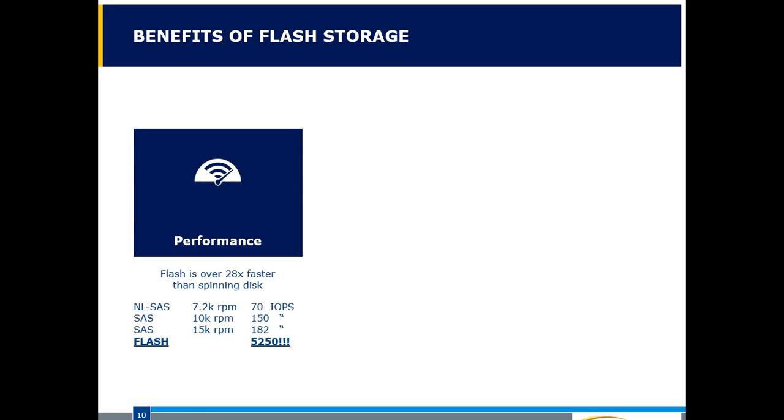Your high capacity nearline SAS storage drives come in at around 70 IOPS per drive, and that's a physical limitation based on the size of the disk platters and the actual motor that spins the platters around inside of the actual drive housing.